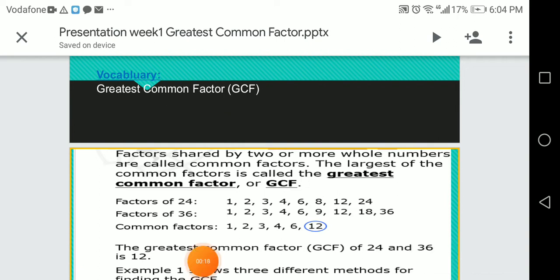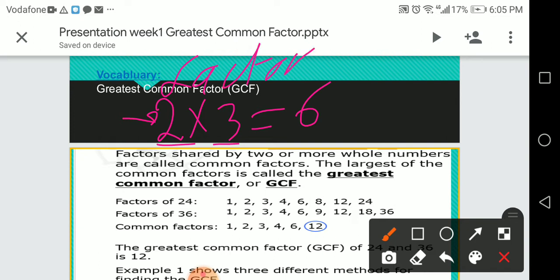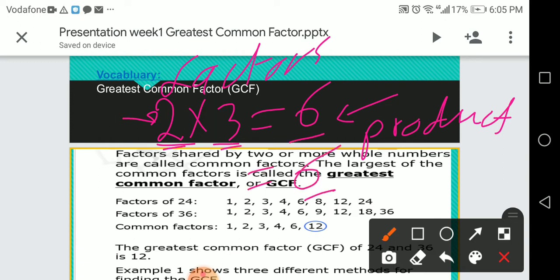Remember, if I ask you 2 multiply 3 equals 6, right? 2 and 3 are called what? Are called factors. Okay, and 6 is the product, right? So 2 and 3 are factors of 6. And what are the factors of 6 also? 1 multiply 6 gives me 6. So the factors of 6 are 2, 3, 1, and 6, right?